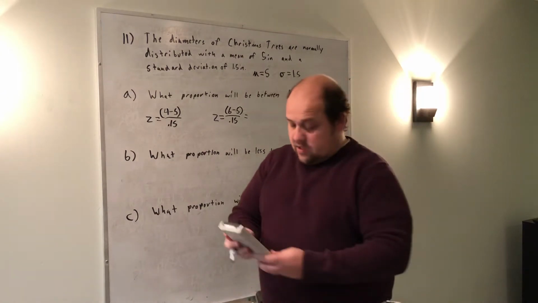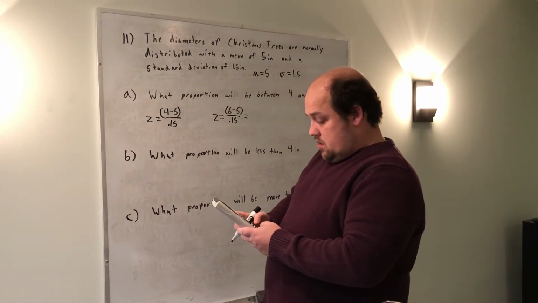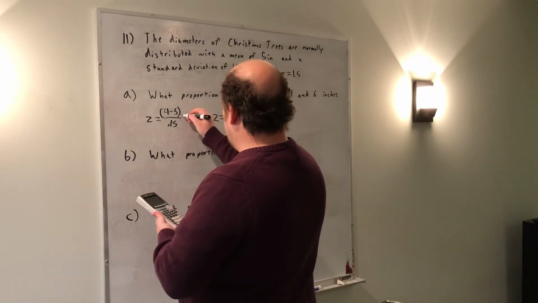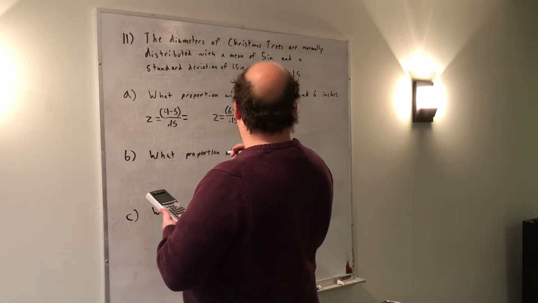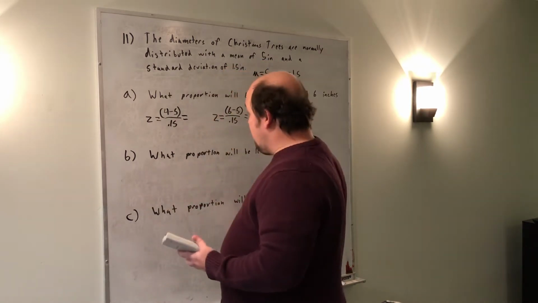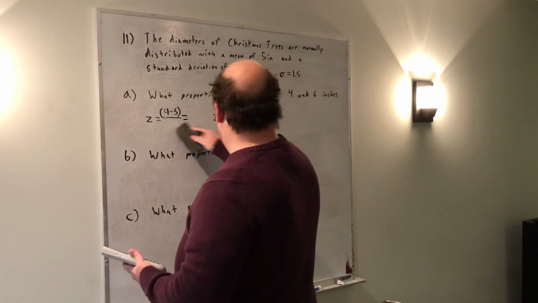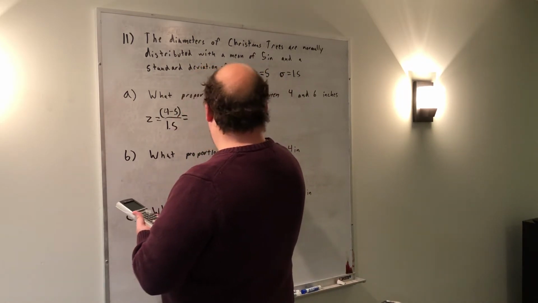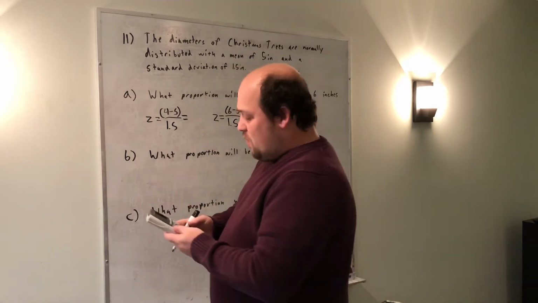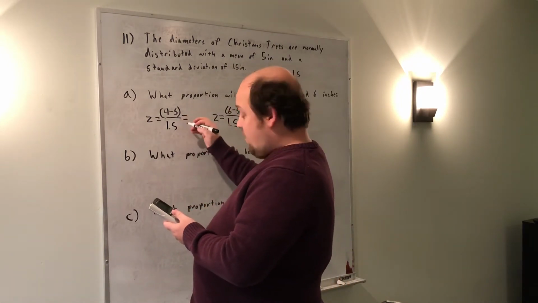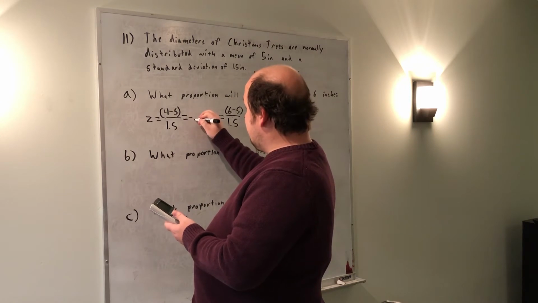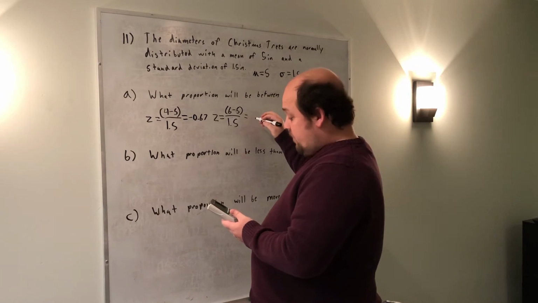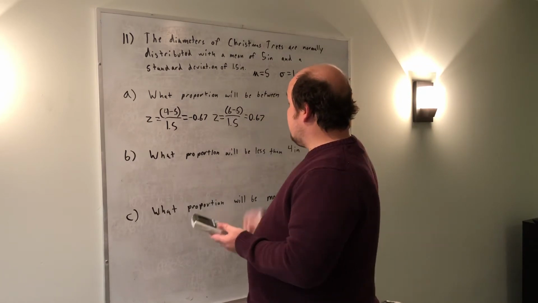When I put these in my calculator, it ends up being... Oh, I'm sorry. This should be 1.5, not 0.15. That makes a big difference. That's why I wasn't seeing what I thought I was going to see. So if I do 4 minus 5 over 1.5, I get negative 0.67. If I do 6 minus 5 over 1.5, I get 0.67.